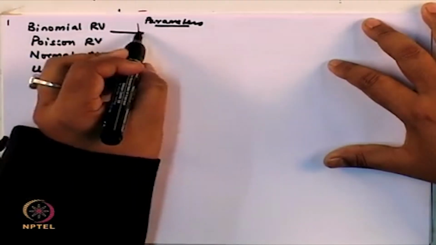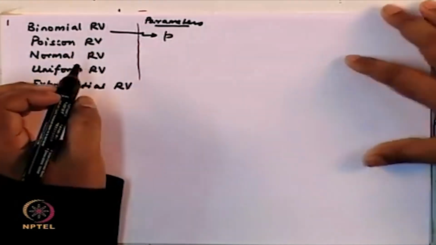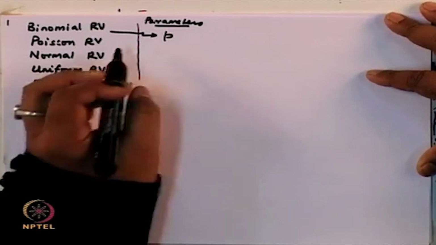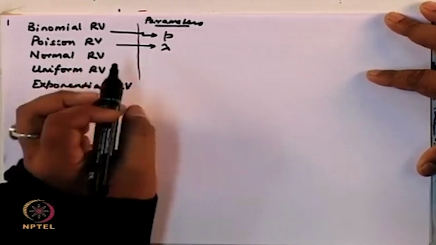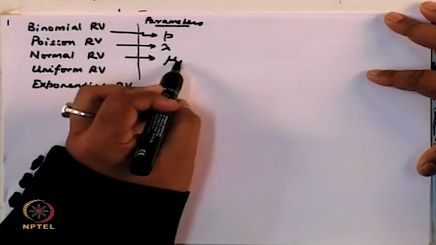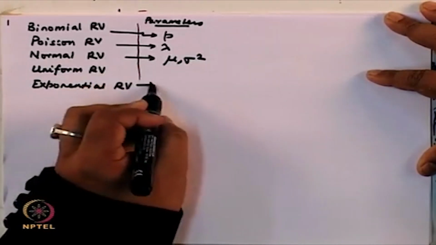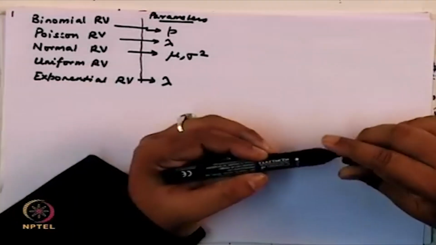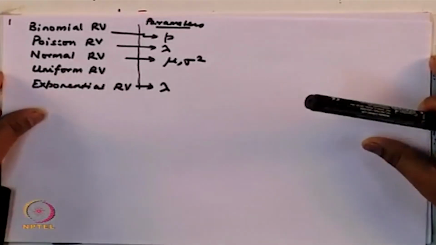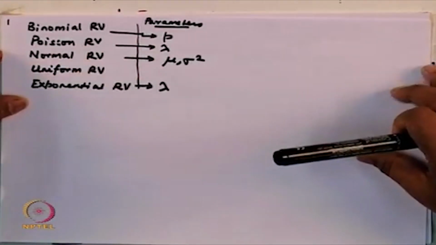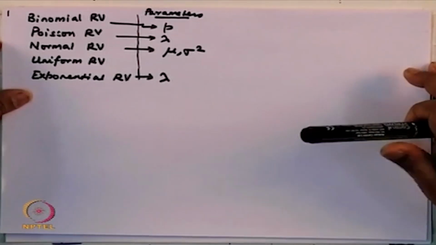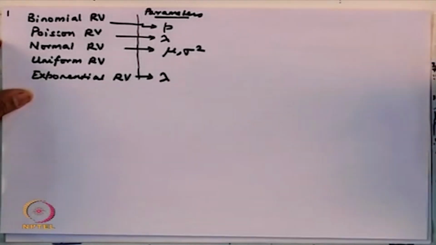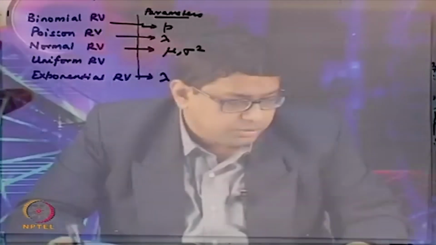For example, for the binomial random variable, the parameter is p, the probability of success. For the Poisson random variable, you have lambda. For the normal distribution, you have mu comma sigma square. For the exponential RV, also you have lambda. In all of these cases, we had solved the problems assuming that we know these parameters. However, in a real world scenario, your job is to actually estimate these parameters. So, how do you do that? You actually use sampling to get insight into what these parameters are going to be.